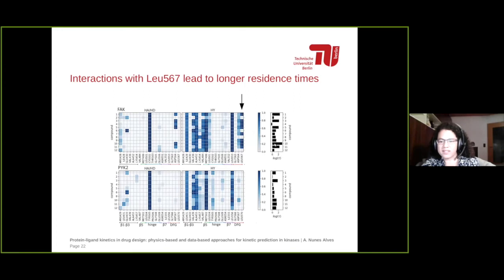So here we can see again the residence time, and we can see that for ligands like 1, 10, and 11, what they have in common is that they have these blue squares, meaning they have frequent interactions with leucine 575, 576, 577. If we look at PYK2, the equivalent leucine is 570, we don't have such interactions for PYK2, only for the inhibitors bound to FAK. So the whole conclusion here is that interactions with leucine 575, 576, 577 lead to longer residence times.